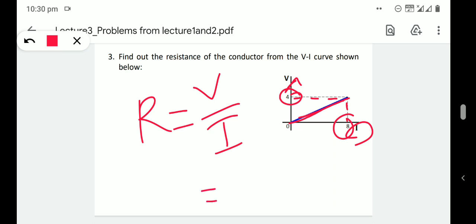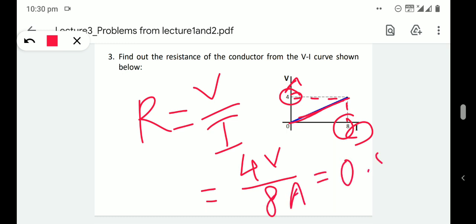So we can find the resistance from these values. For a voltage of 4 volt there will be 8 amperes current. So 4 divided by 8 will give the resistance, which is 0.5 ohms.